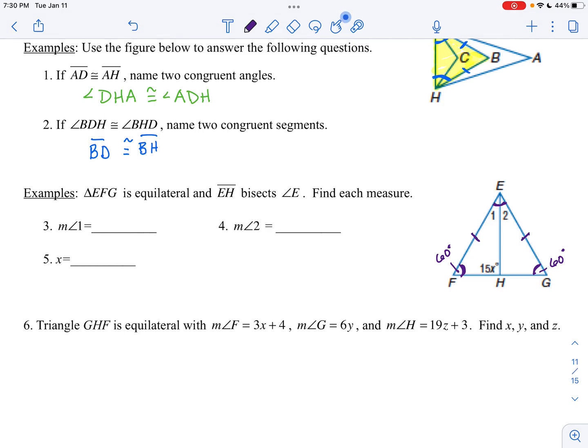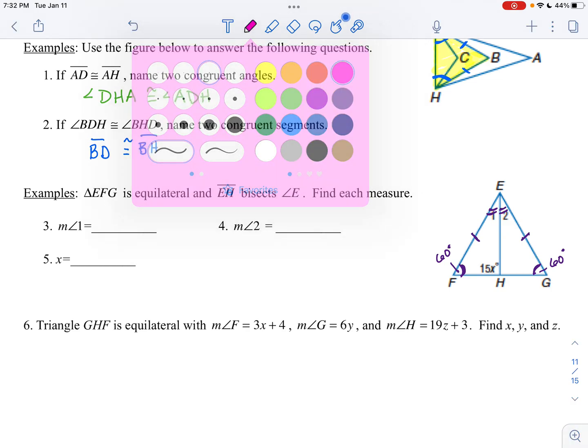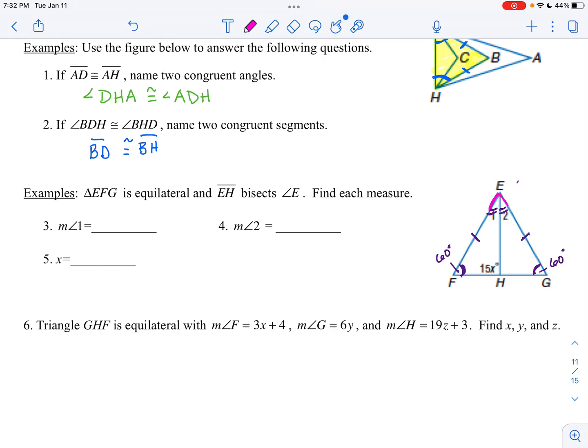We're also told in this question that line segment EH bisects angle E. So up at the top here, we know that this large angle gets cut into two congruent parts. And our job is to find some of the different measures. So if I take a look at questions 3 and 4, angle 1 and 2, we just marked congruent. We know that together, angles 1 and 2 are 60 degrees. So if it's bisected or cut in half, that means that each half must be 30 degrees.